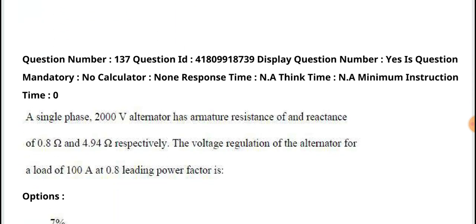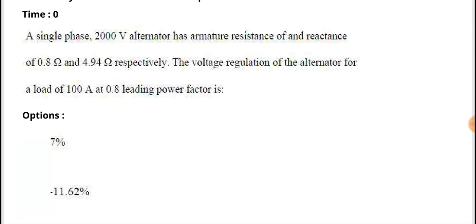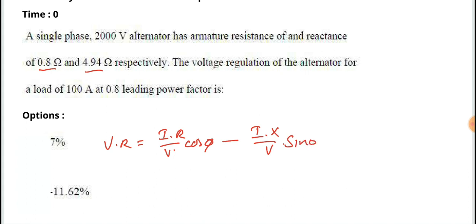Okay, next one, a single phase 2000 volts alternator has an armature resistance and reactance of 0.8 ohms and 4.94 ohms respectively. The voltage regulation of the alternator for a load of 100 amperes at 0.8 leading power factor is. So I will use the formula here. Voltage regulation is equal to I R divided by V cos phi. If it is leading power factor, I will use the minus sign here. If it is lagging, I will use the plus sign here. So leading means I have taken the minus sign. Then I X divided by V sin phi.